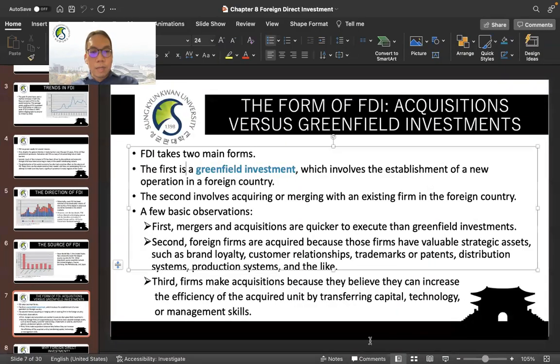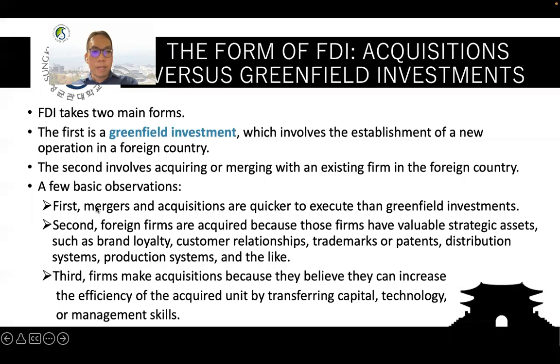Okay, so again, the second choice here would be the M&A, or it could be consolidation as well. With M&A, you don't go there to begin from scratch, but maybe you acquire a local firm, or you merge with a local firm, or maybe you make a joint venture. That could be another possibility. You're an American firm, you go to South Korea and you make a joint venture with the local firm. That could be another possibility. A few basic observations here. Why M&A could be quite interesting.